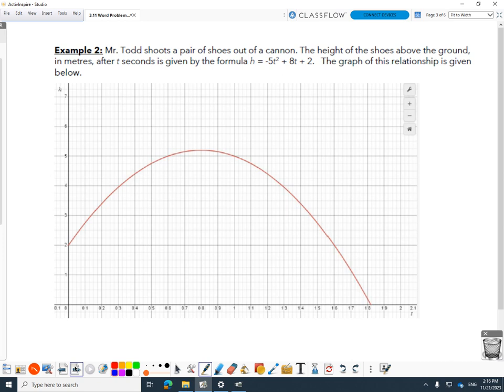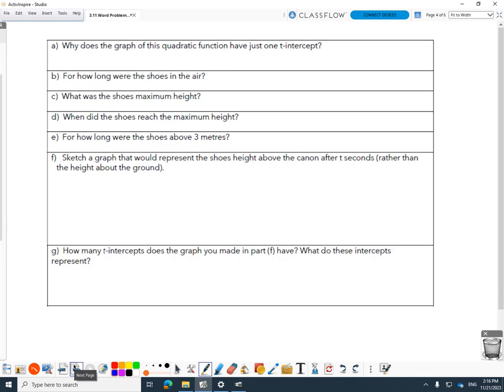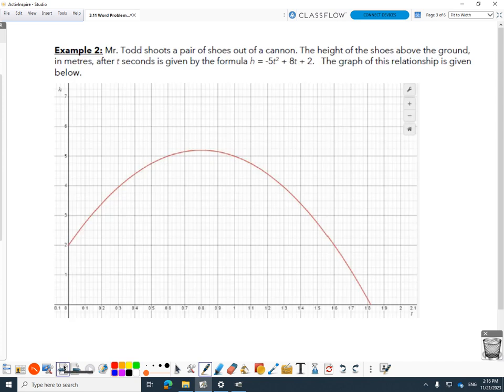So what's the first question? Why does this graph just have one t-intercept? There's only one t-intercept here. There's not a second t-intercept. Why? Because I started off above 0. And since I started off above 0, I only get one t-intercept out of this. I'm going to try and phrase that with a shorter sentence, but that's all that's happening.